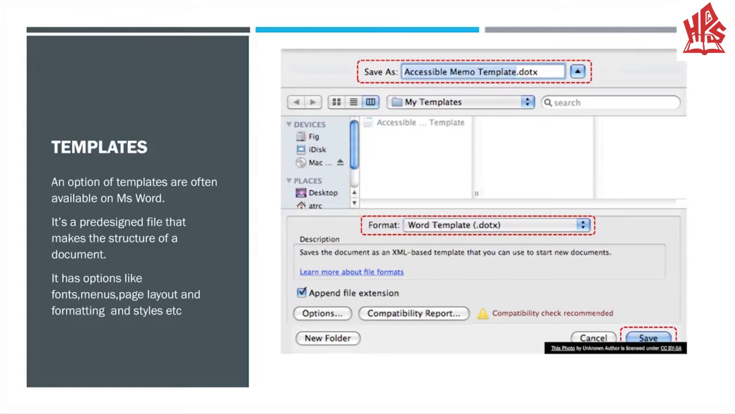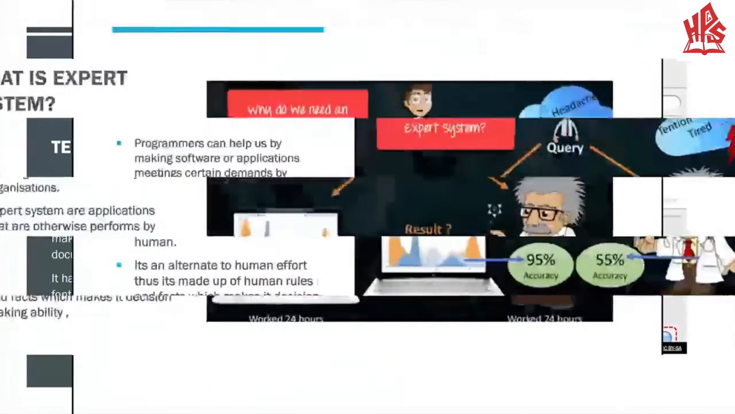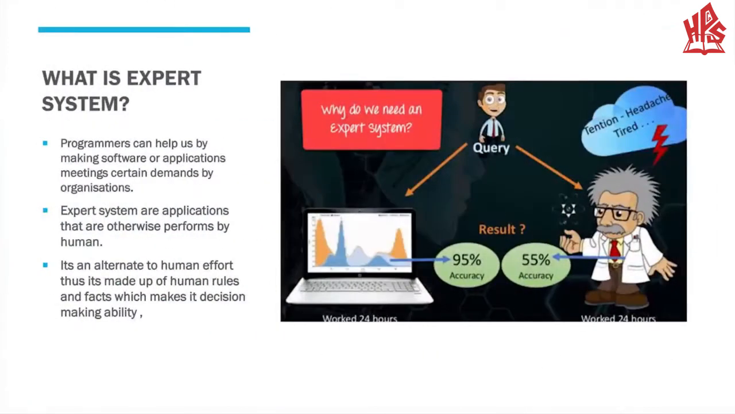Template files are made for the user to choose between different designs like fonts, menus, page layouts, and different formatting styles. They are available in Microsoft Word. As you can see, it is a pre-designed file and it contains structures in it. These templates are useful when making invitation cards or any other course outline. Now, what is an expert system?